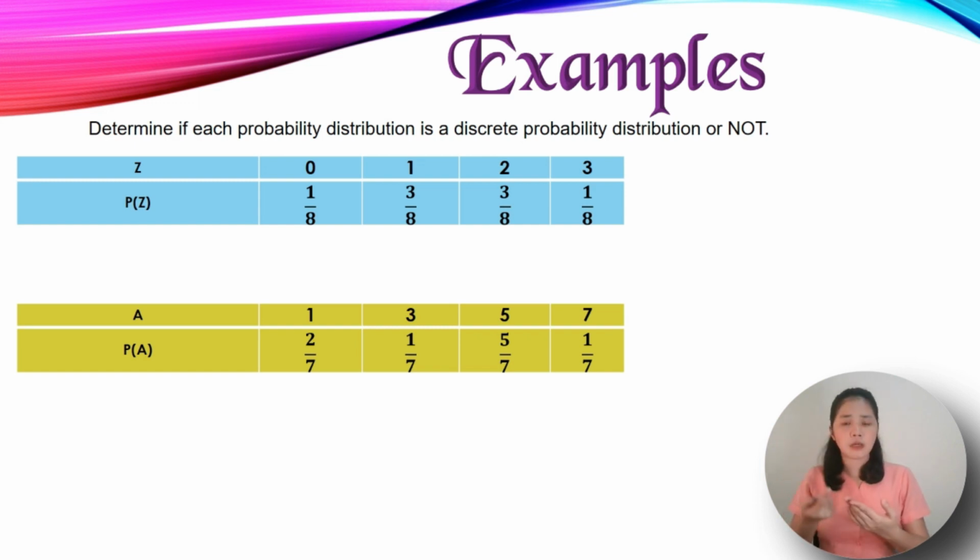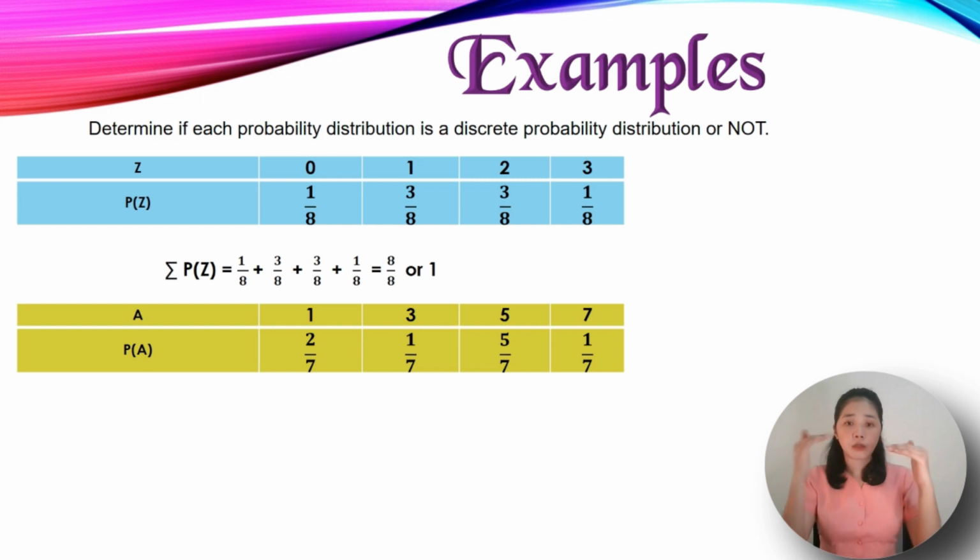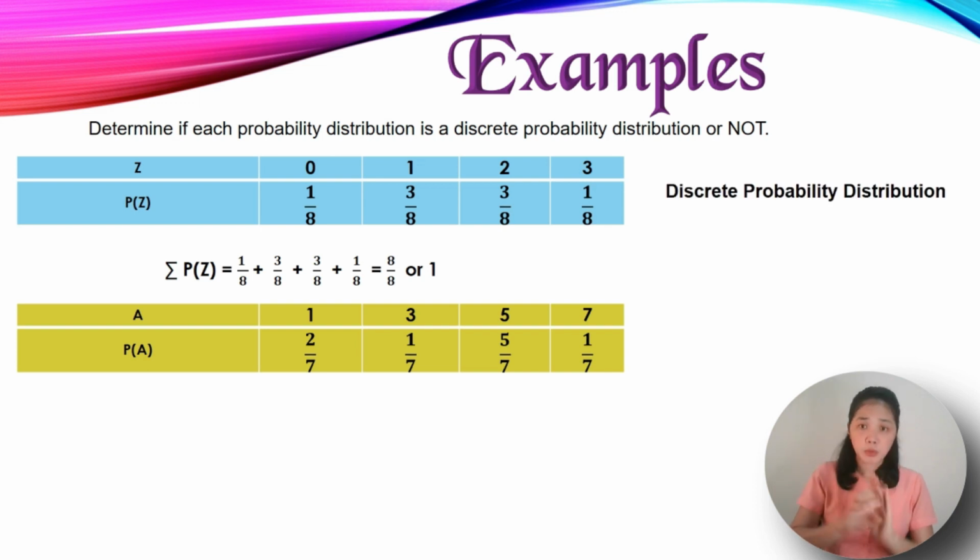So let's check. Let's add its probability distribution. 1/8 plus 3/8 plus 3/8 plus 1/8, and that is equal to 8/8 or 1. Therefore, we can say that this is an example of a discrete probability distribution.